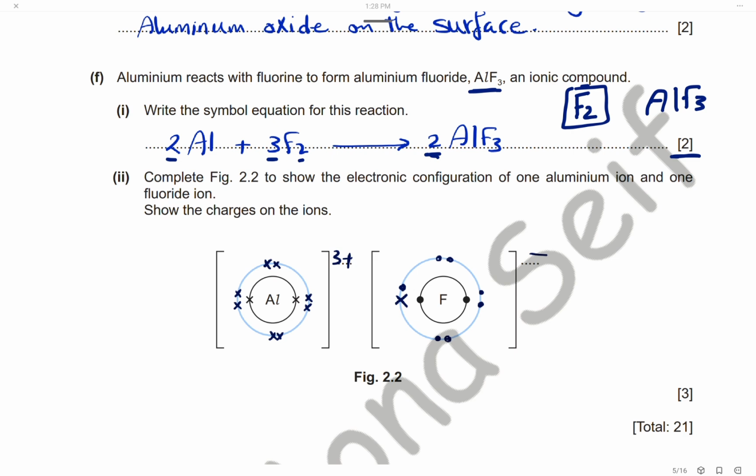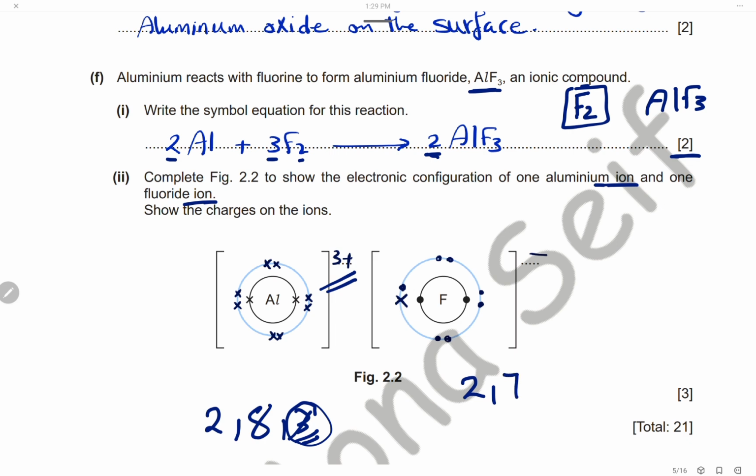Complete the figure to show the electronic configuration of the aluminium ion and 1 fluoride ion. Aluminium has electronic configuration of 2,8,3, so it loses 3 electrons, so it will have 2 electrons in the first shell and 8 electrons in the second shell. So we will draw another shell with 8 electrons, and after losing 3 electrons, aluminium will have a +3 charge. The fluorine atom has electronic configuration of 2,7.